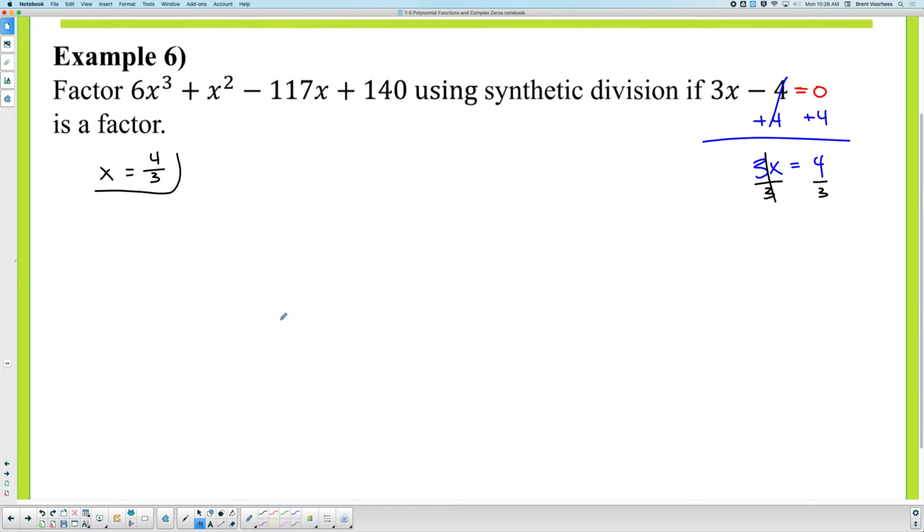What's our degree here? What's the highest power? 3. So how many x cubes do I have? 6. Put 6 first. Now you have to have every power, and if you're missing one, you put a 0 as a placeholder. So if that's x cubed, how many squares do I have? 1. How many x's by itself? -17. And then the constant is 140. Leave a little space, draw a line.